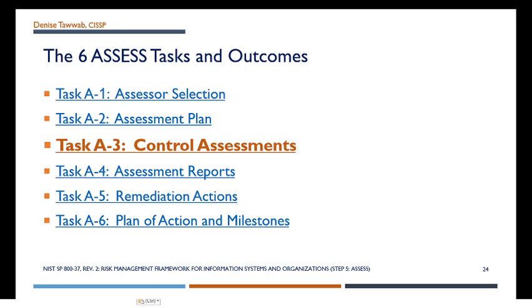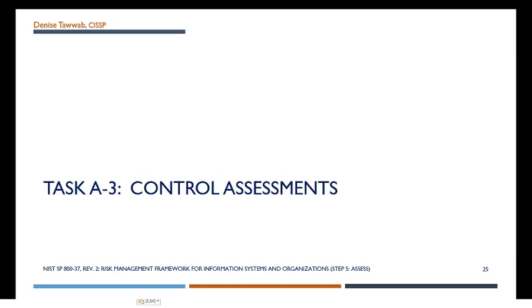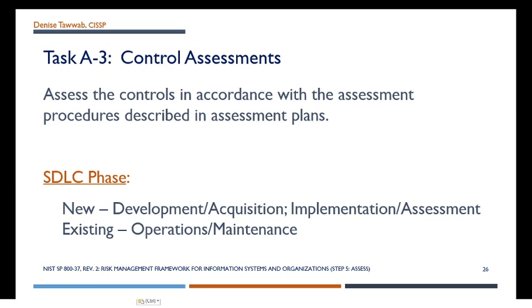And that's task A2, the assessment plan. The third task in the assessment step of the risk management framework is task A3, control assessments. In the control assessment step, the assessor will assess the controls in accordance with the assessment procedures described in the assessment plans.